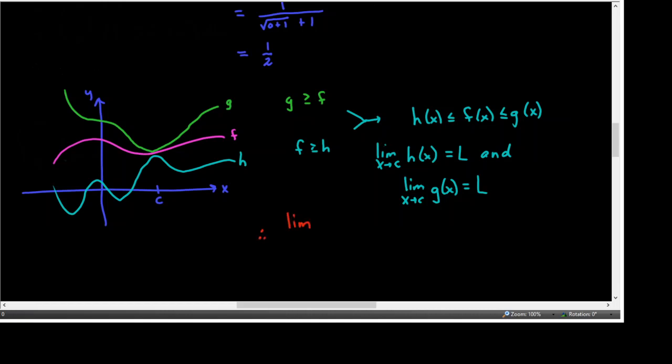So we can conclude, therefore, that the limit as x approaches c of f of x, which is between h and g, has to go to the same thing that the other two are forcing it into, L. So there may be a function you don't know how to do its limit, but if you can find a greater function and a lesser function that as x approaches c go to the same thing, then that will force your function in the middle to go to that same thing. This is called the squeeze theorem.